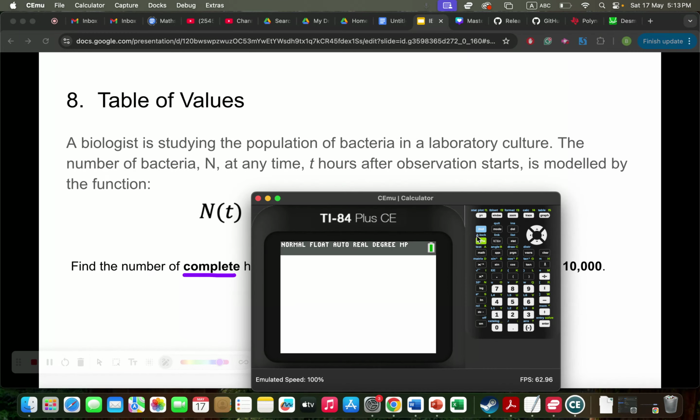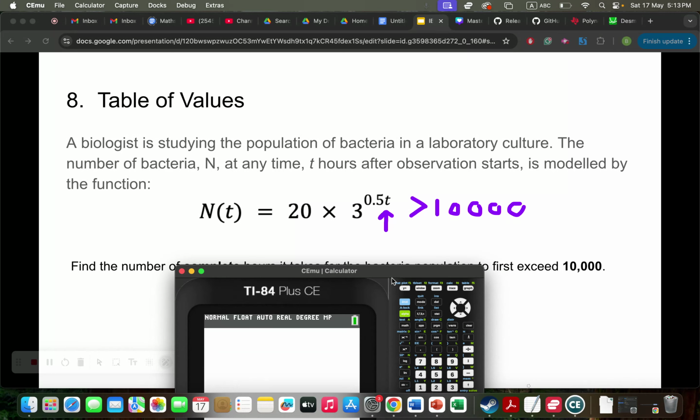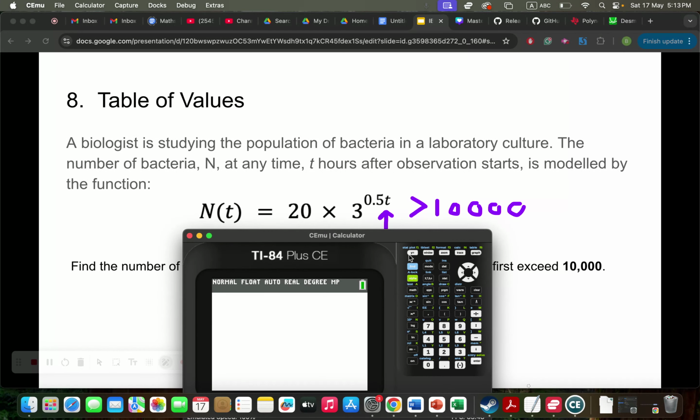So what I need to do is graph this equation here. Let's click on this. Let's clear this. 20 times 3 to the power of 0.5x. Then I'm going to graph it. No, I'm not going to graph it. I'm going to go to second and table.